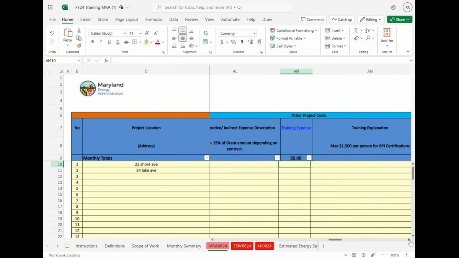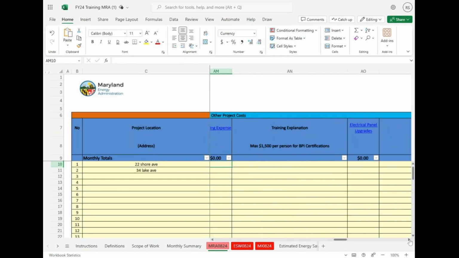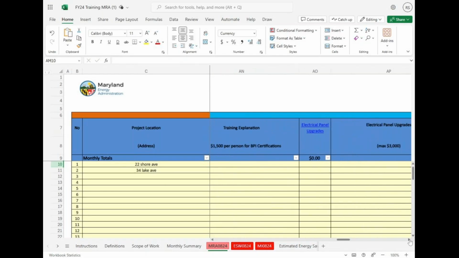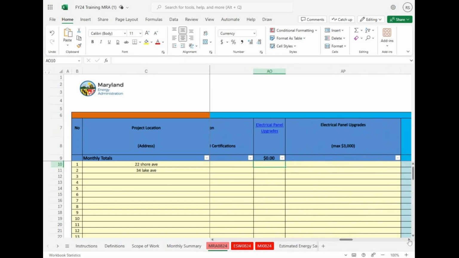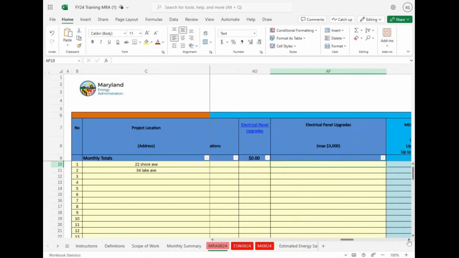Okay, so then we switch back to training expenses. Please give us details. This is a new feature this year for our electrical panel upgrades. So please make note of this. If you have any electrical panel upgrades, that is the section it will be. This is where you will add that information. As you can see here, the max is 3,000. And please give a definition or let us know what work was completed so we can have that for our information.